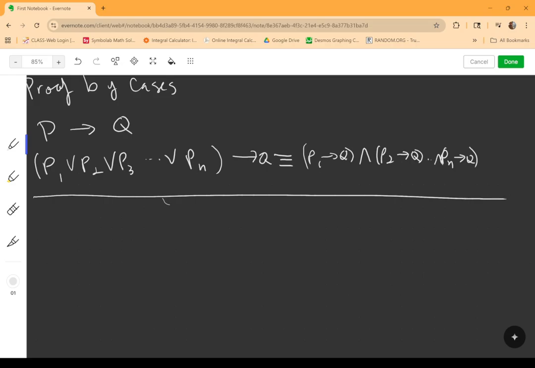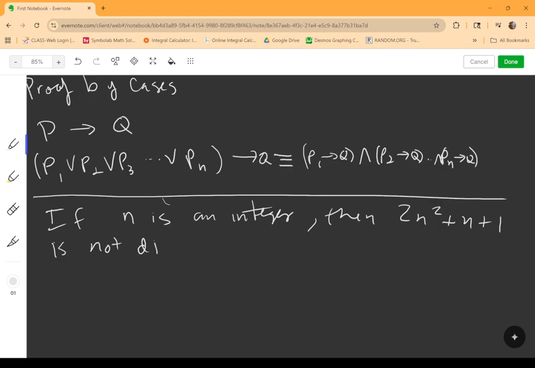So let's say that if n is an integer, then 2n squared plus n plus 1 is not divisible by 3. Okay, so first, the idea of divisibility, right?